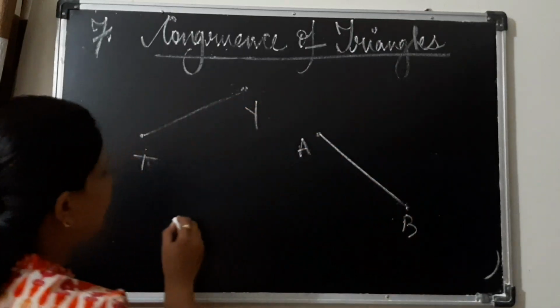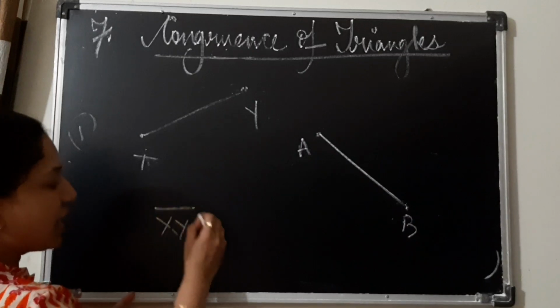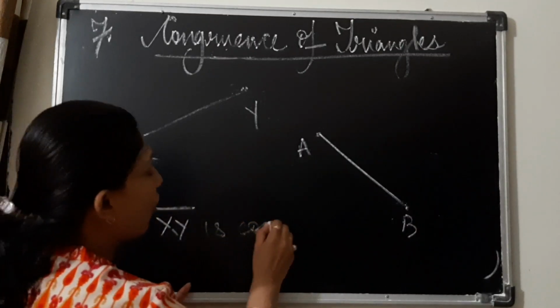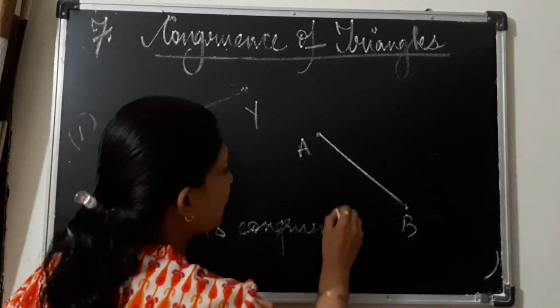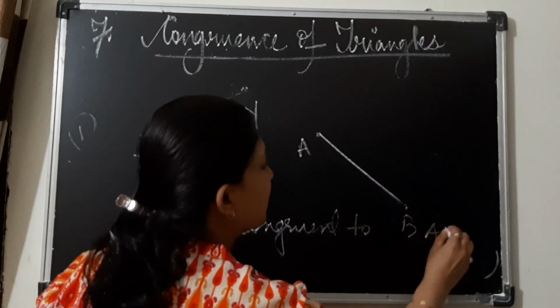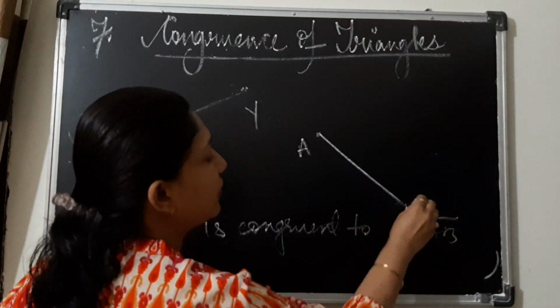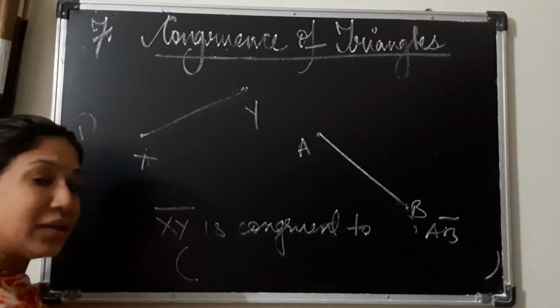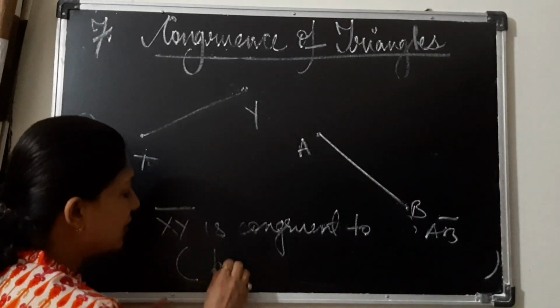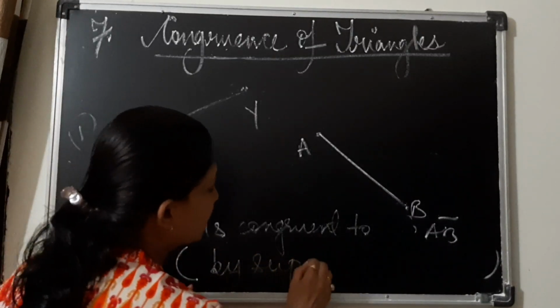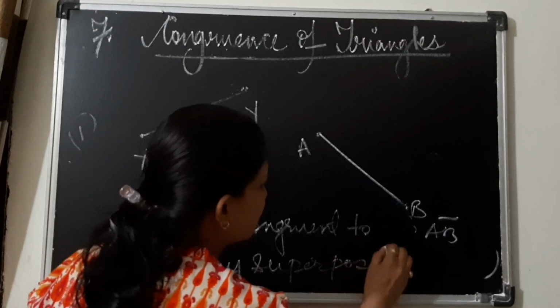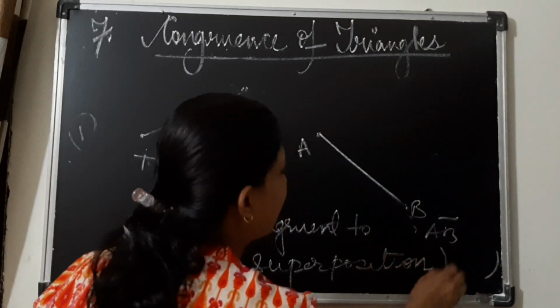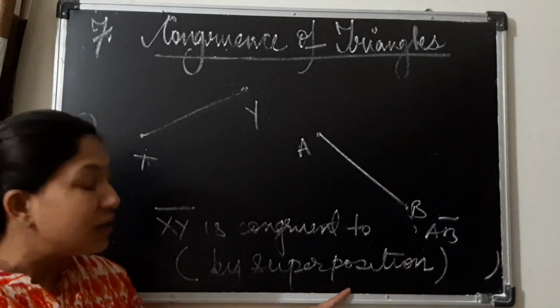So here we see that line segment XY is congruent to line segment AB. Correct? And how did we get this? We have done this by the superposition method. So this is why I have explained this method also.